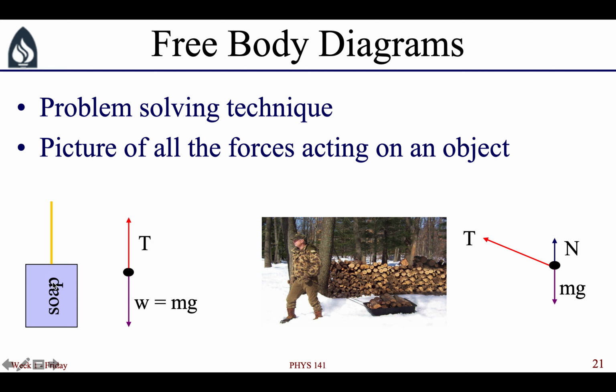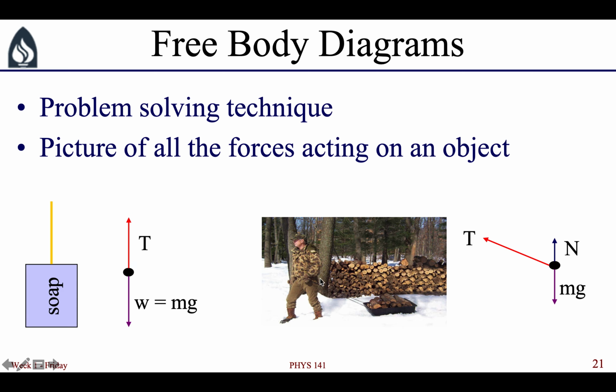First we have some soap hanging on a rope, and the soap we represent with a dot, and then we show the forces that are acting on the soap. Since the soap is hanging near the surface of the earth, its weight will be pulling downward, so the force of gravity is in the downward direction, and then the rope will be exerting an upward tension force.